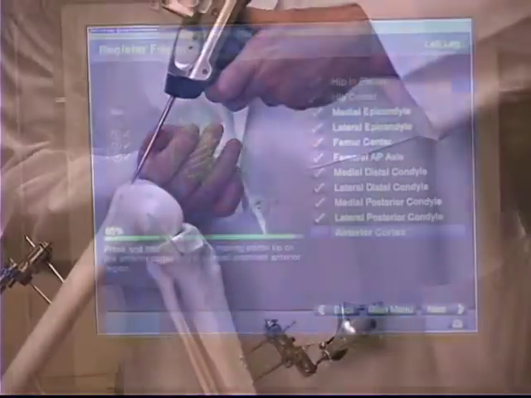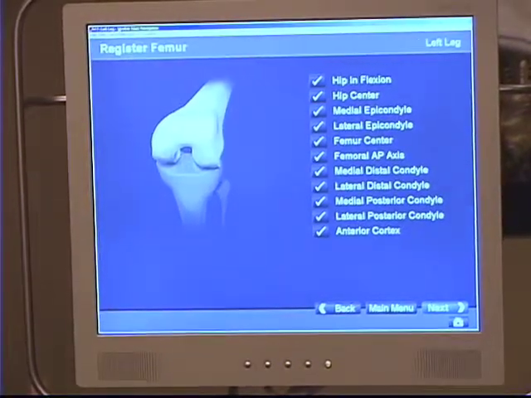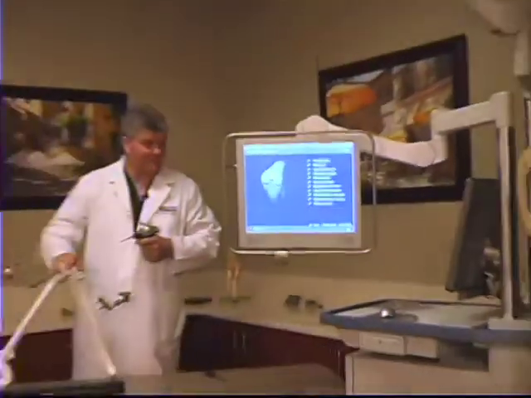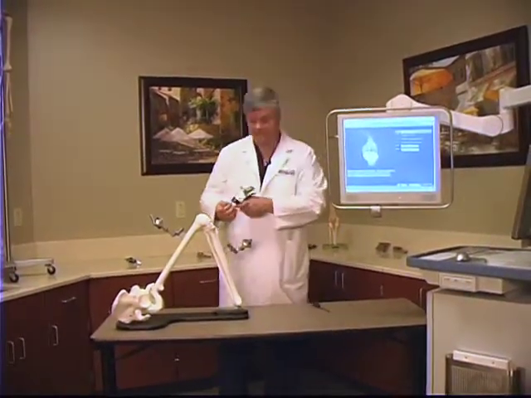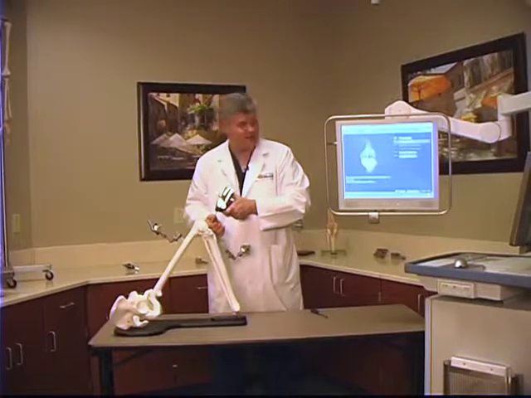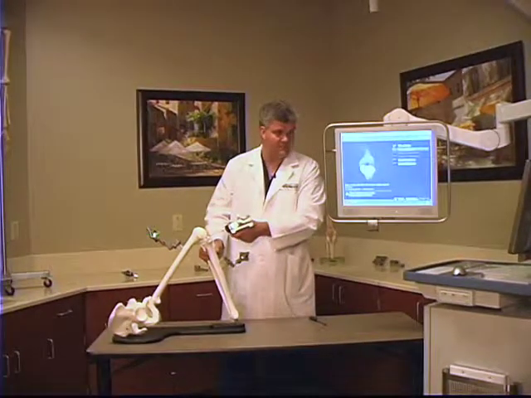Anterior cortex, and it's registering the distal knee, distal femur. Then the tibia is registered, center of the knee, longitudinal axis.